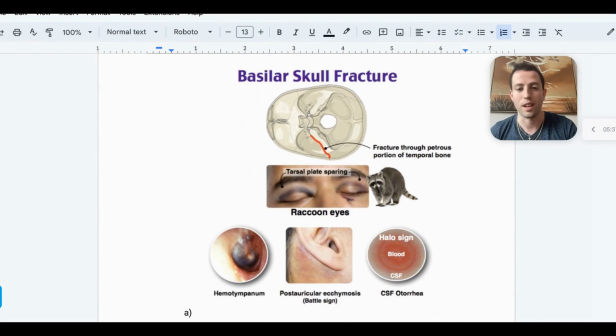All right, so here's kind of a good picture that I liked. You see basilar skull fracture can be through, let's say, the cribriform plate, the temporal bone, etc. You're going to see the raccoon eyes.